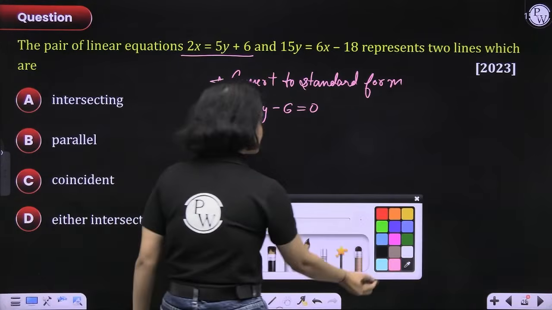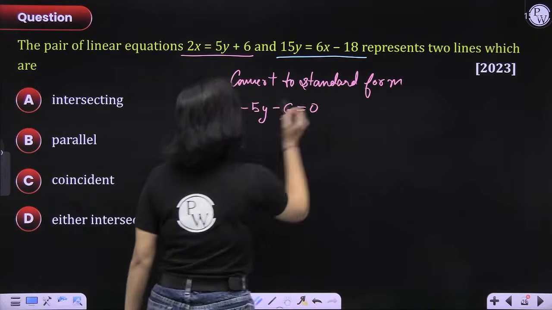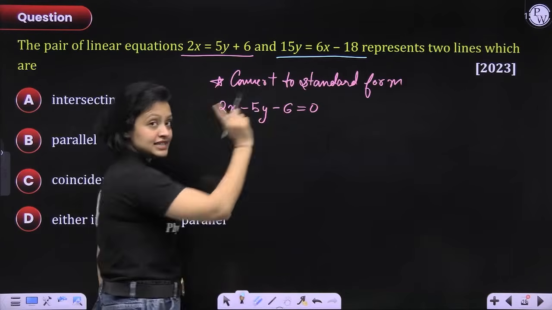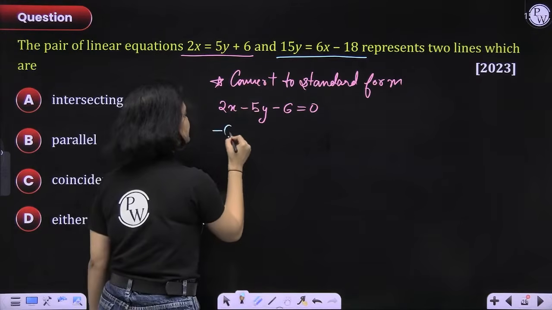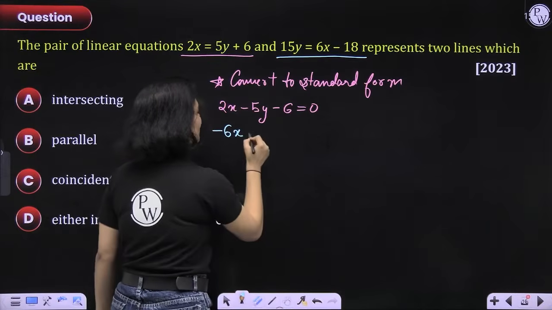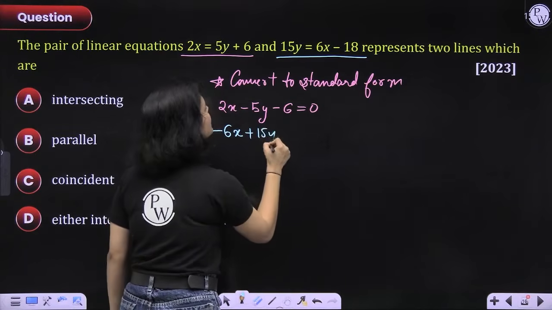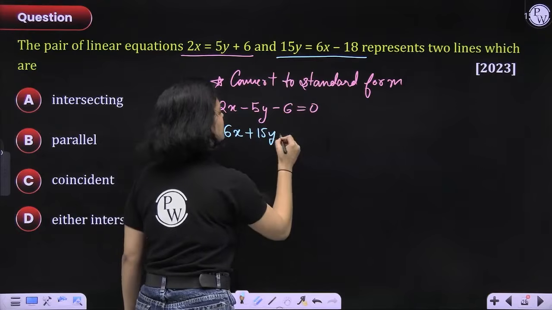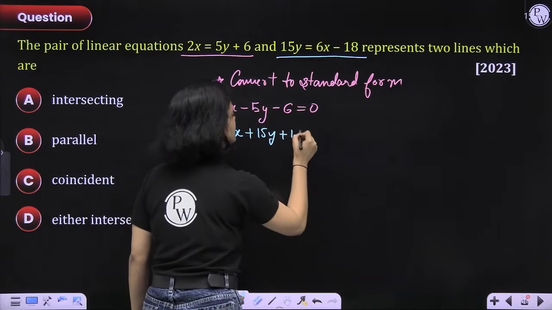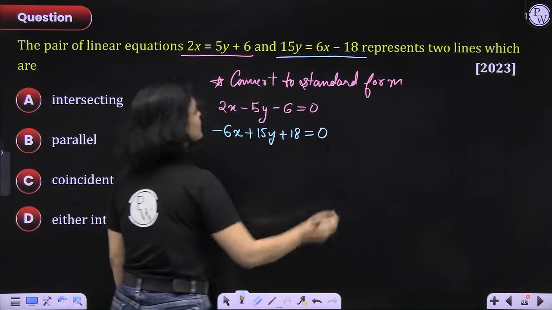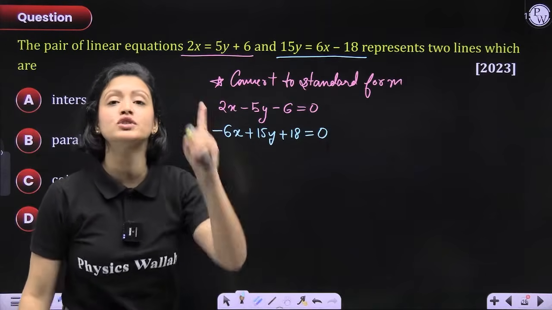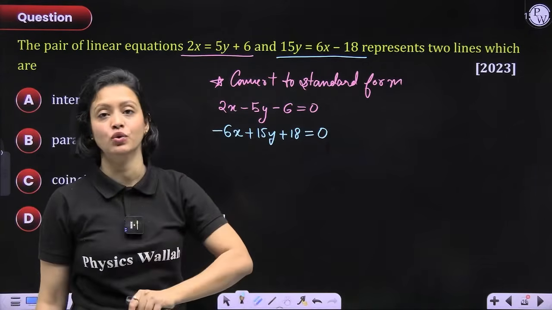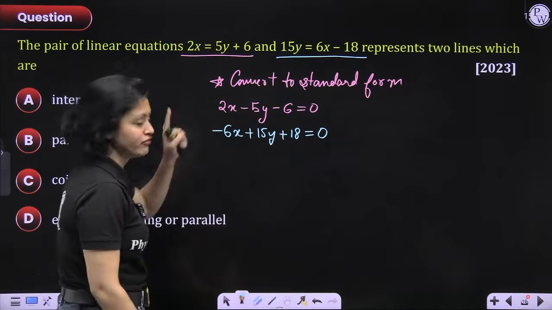Now, let's take the second one, everyone. I'll write 6x first by bringing it on the left hand side, so this will become negative 6x. Then we have positive 15y. Then we have plus 18, because here it was negative 18. So plus 18 is equal to 0. Now we have the standard form of both the equations, and you can proceed to find the ratios. Got it? So please remember the first step, guys.